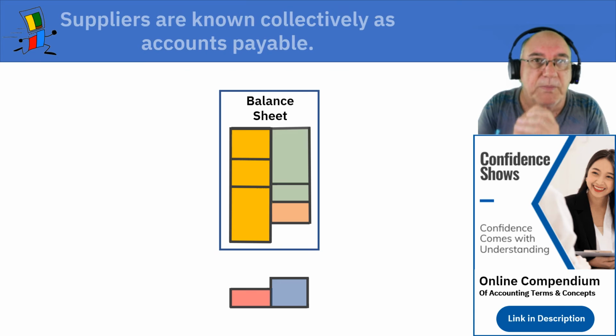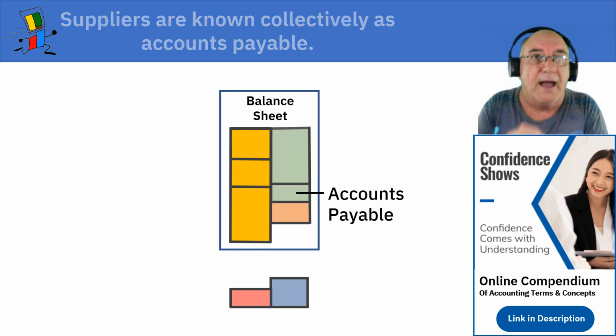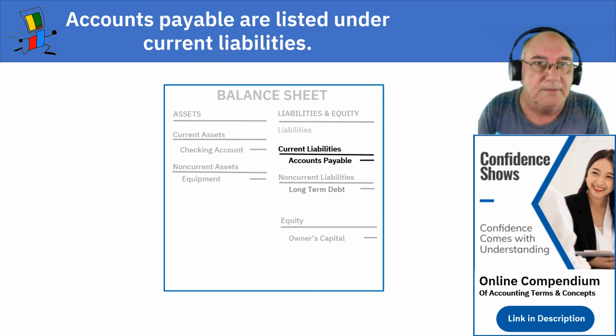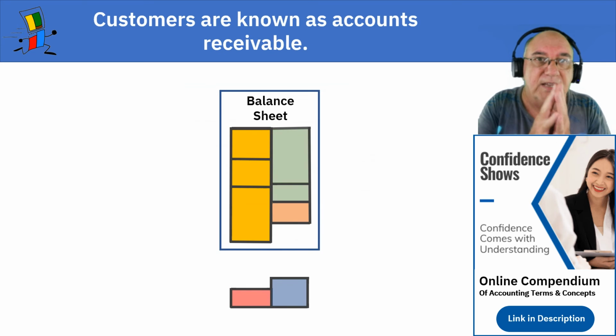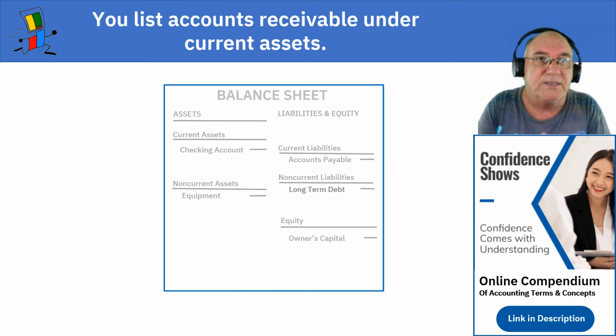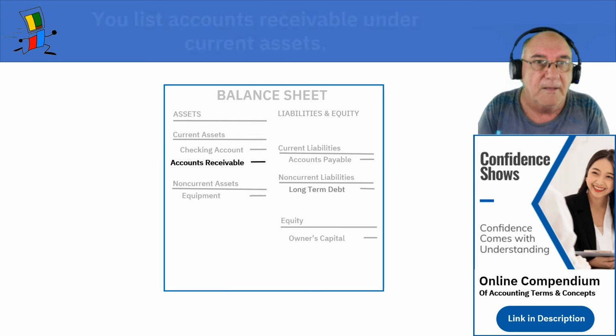Suppliers are known collectively as accounts payable. Accounts payable are listed under current liabilities. Customers are known as accounts receivable. You list accounts receivable as a current asset.